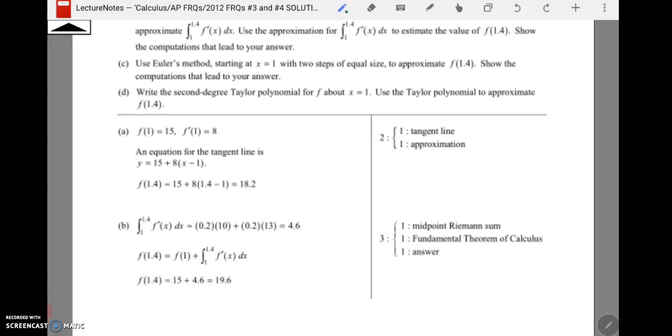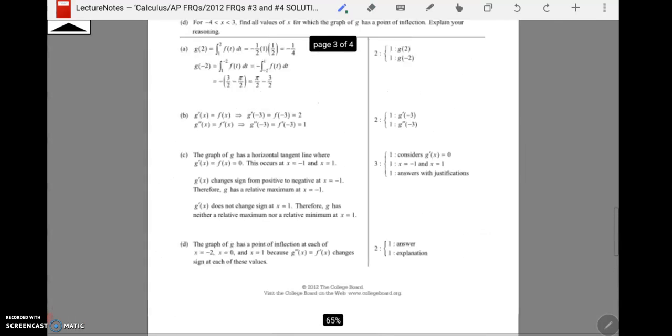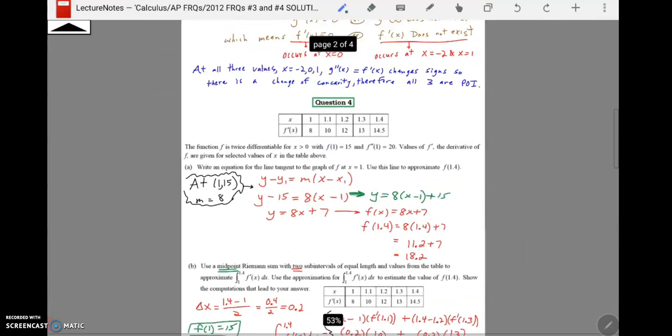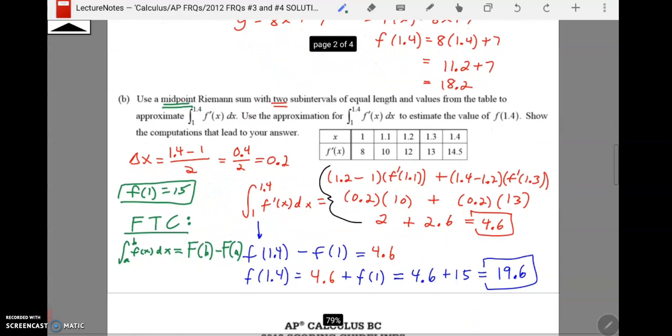So parts 2 and 3 were worth 5 points. When we see part C and part D, I think each one of those was 2 points. I'm going to keep creating videos and uploading them. I think the next video we might do is just continue with this problem and do part C, which is Euler's method. So look for another video on Euler's method soon, and we can practice that.